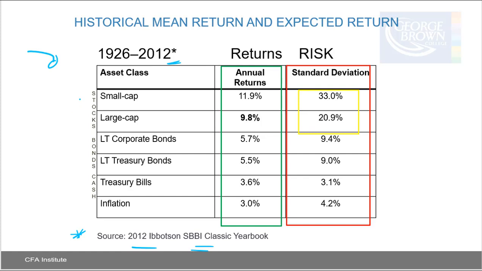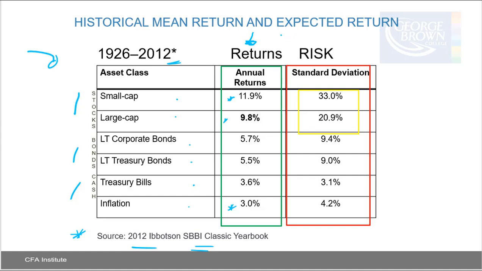So you can see here the asset classes: I've got stocks, I've got bonds, and I've got cash here, and that's the traditional asset class. The traditional asset classes for a core portfolio are stocks, bonds, and cash. But the stocks break up into small cap and large cap, and the bonds are long-term corporate bonds, long-term treasury bonds, T-bills, and then the inflation. You can see the inflation was at 3%, the small cap stocks 11.9%, large cap 9.8%. So that's fairly similar to the previous slide that we just saw with regard to the returns.